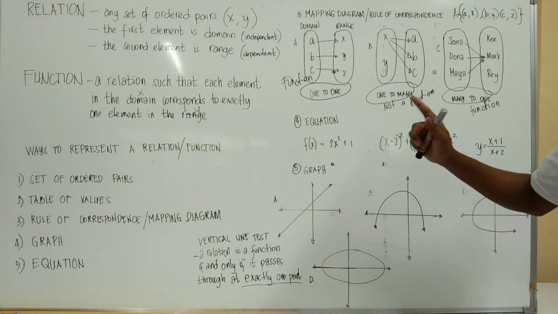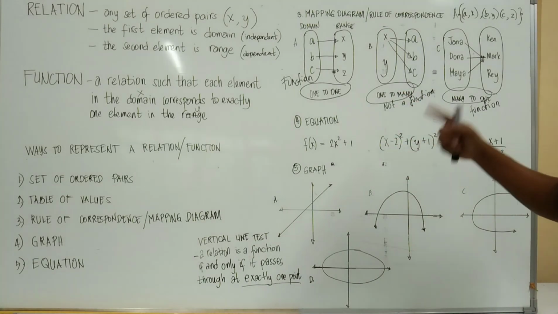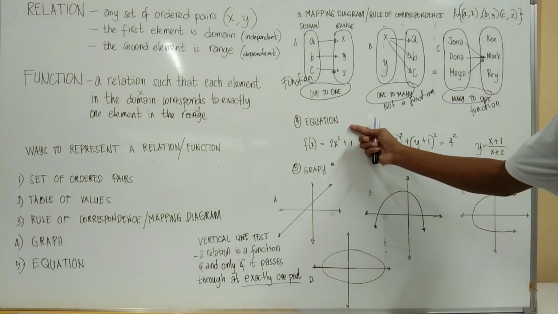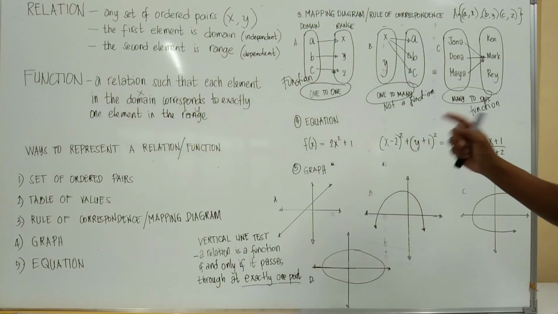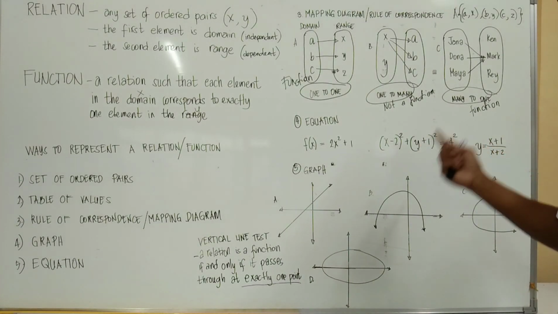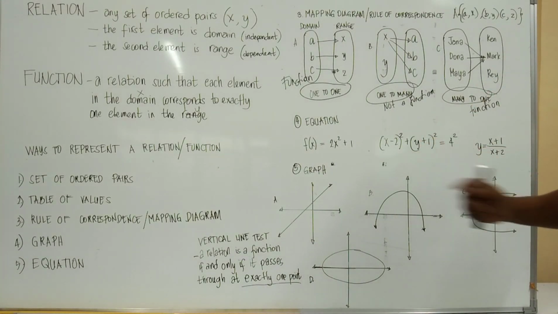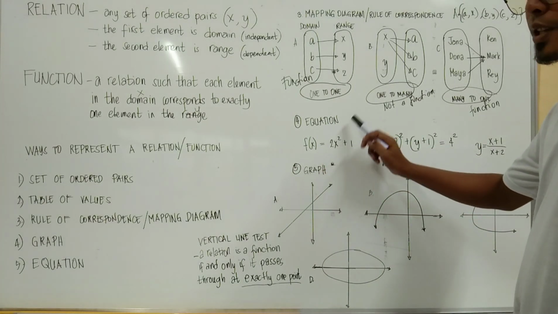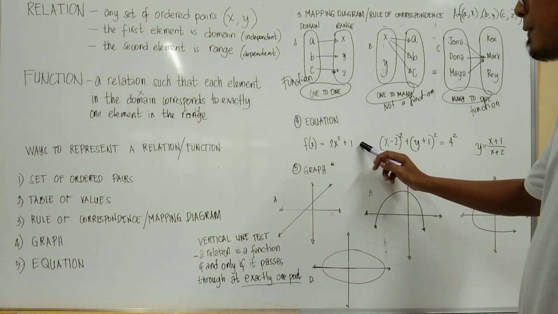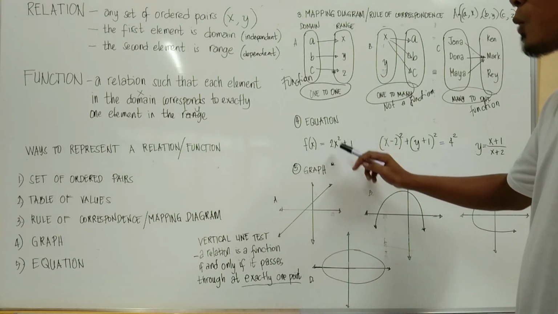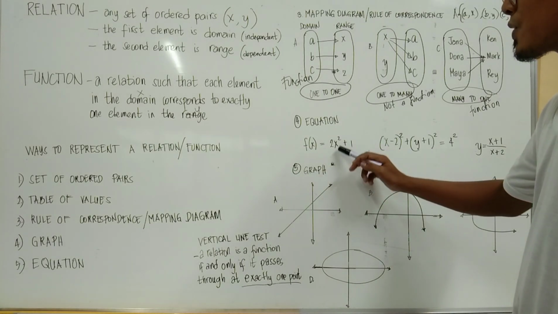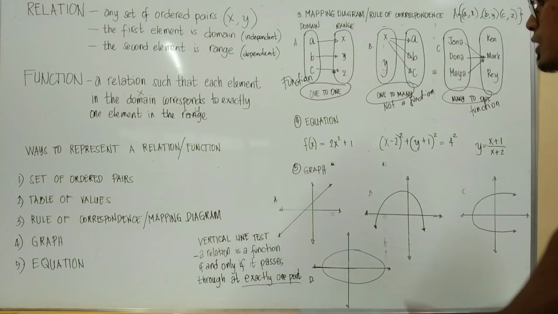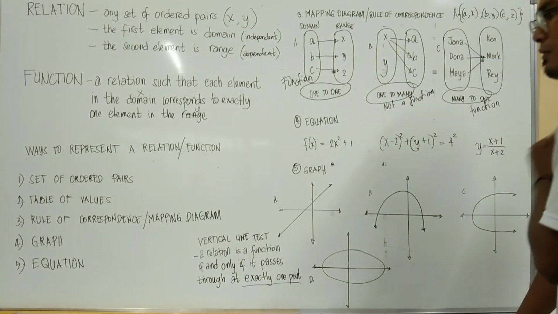So number 4 is representing your function or relation using equations. In some books, equations as a way to represent a relation or function is not emphasized. But it can be a way to represent a relation or function. Such as, for example, f of x is equal to 2x squared plus 1. Okay? So this is an equation, a function that represents a relation, and this relation is a function.